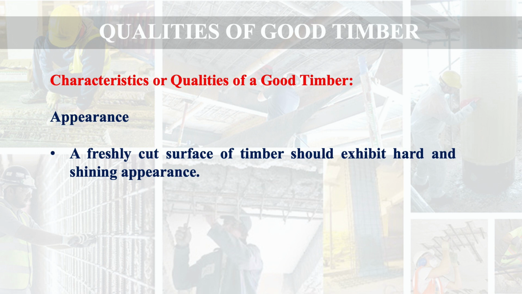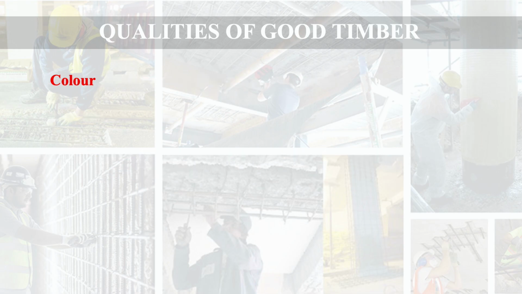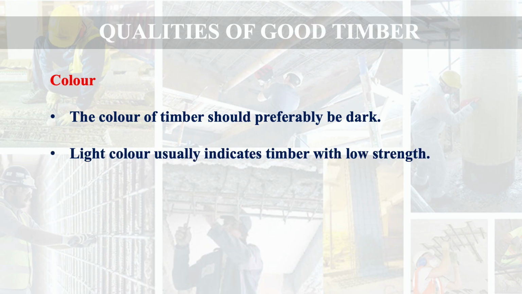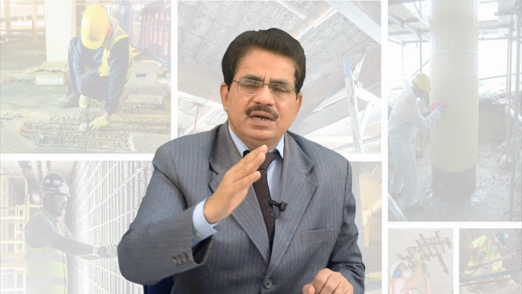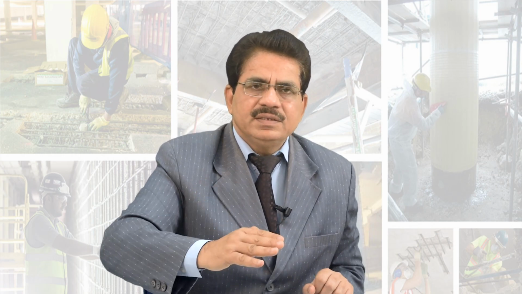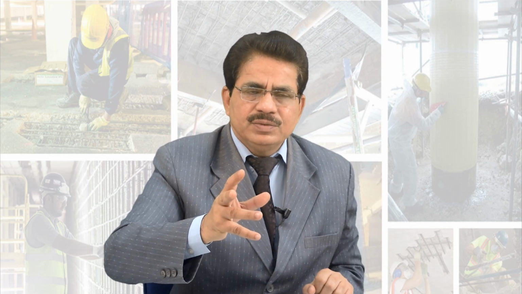The next property of a good timber is color. The color of timber should be perfectly dark. Light color usually indicates timber with low strength. So you can identify a timber of good strength and a timber of low strength from its color also.